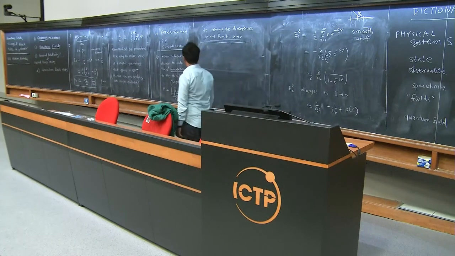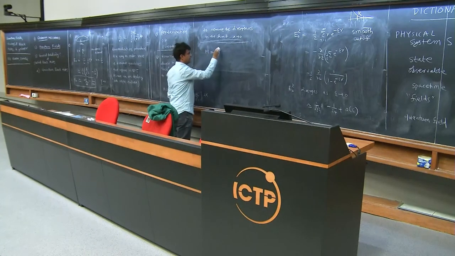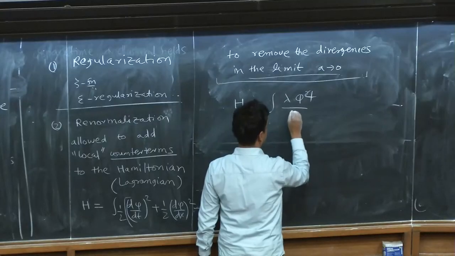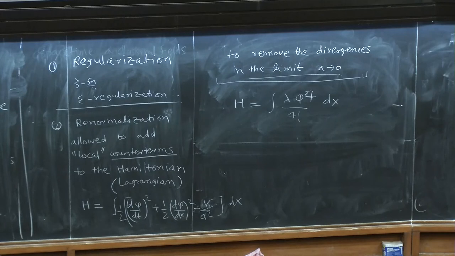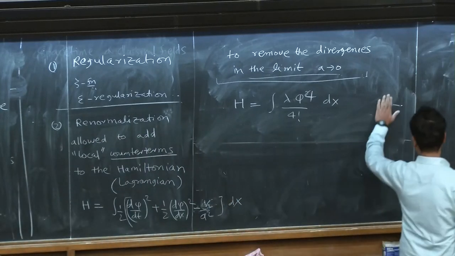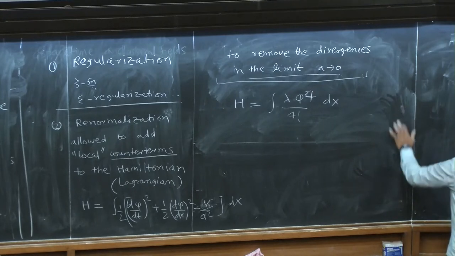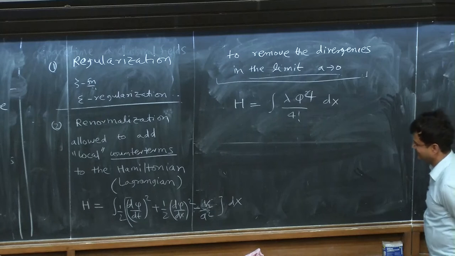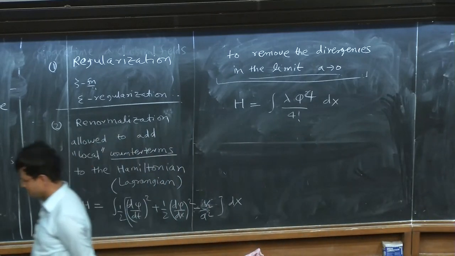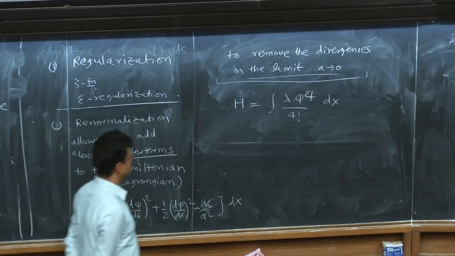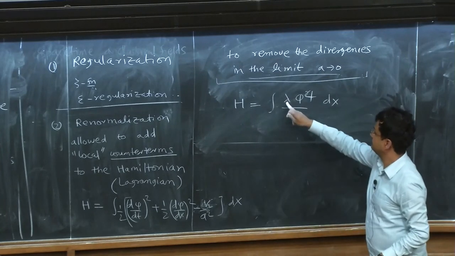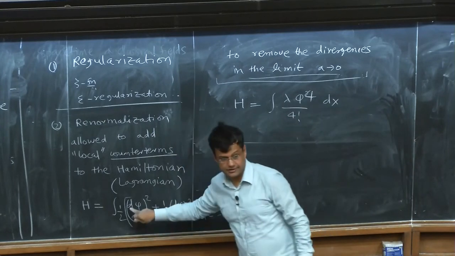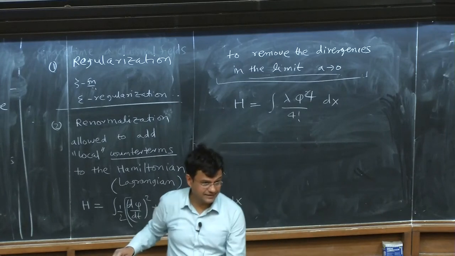So if you take a more general Hamiltonian, this Hamiltonian plus, say, let's add another term like lambda phi to the 4, then in this case you are allowed to add more local counter terms, which can be proportional to this, and also the counter term that you were talking about, which is proportional to this.